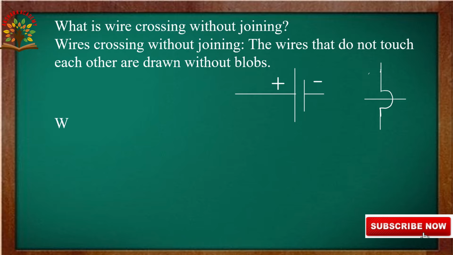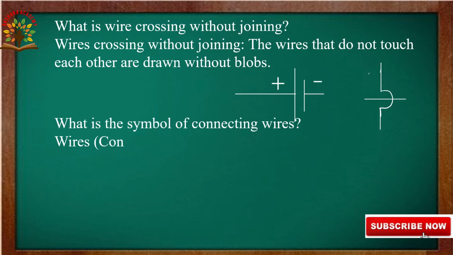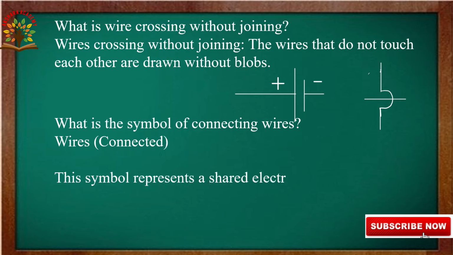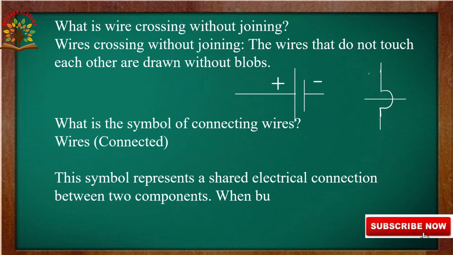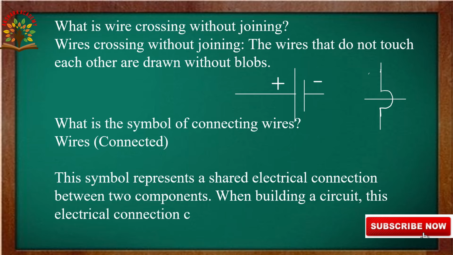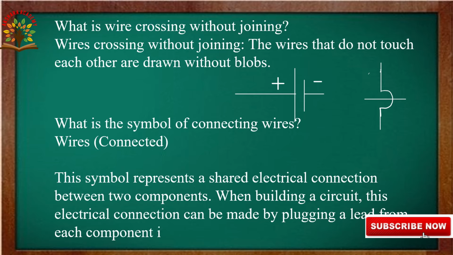And next question, what is the symbol of connecting wires? Wires connected. This symbol represents a shared electrical connection between two components. When building a circuit, this electrical connection can be made by plugging a lead from each component into the same breadboard row. These are the three questions.